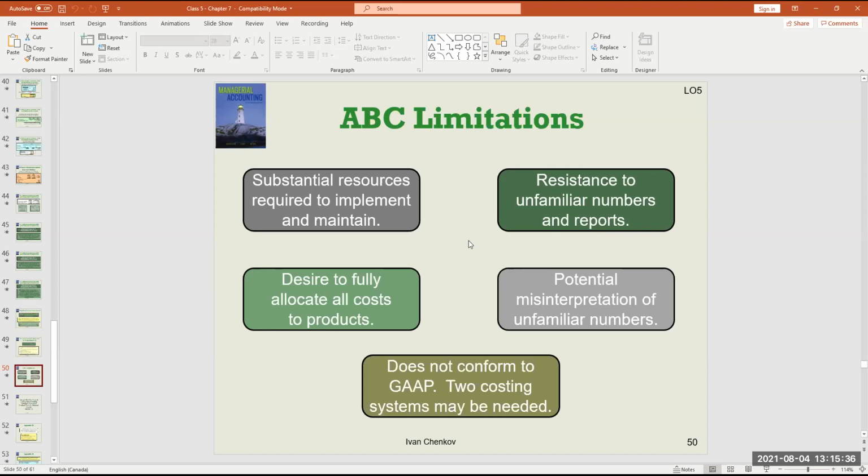Next thing, it requires a full allocation of all the costs to the product. Because if you don't allocate all the costs to the product, then you're not doing anything. So if you don't have the desire to use it to the extent of the capacity of the system, don't even bother starting it, right? That's another thing that you should understand.